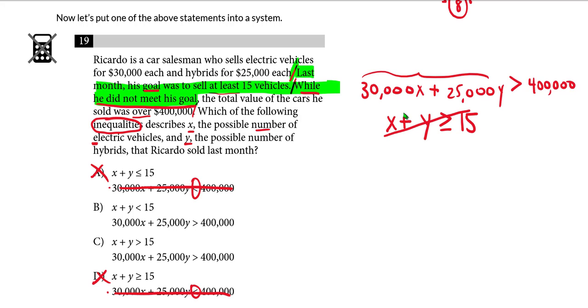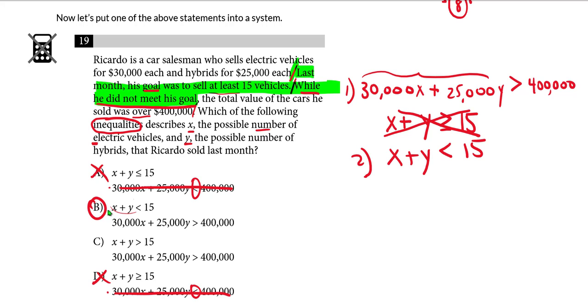So he did not do this, which means he must have sold less than 15 total vehicles, because if he had sold 15 or greater, he would have met his goal. If he did not meet his goal, that means he must have sold less than 15. So there's our first inequality, there's our second inequality, and we can see x plus y is less than 15.